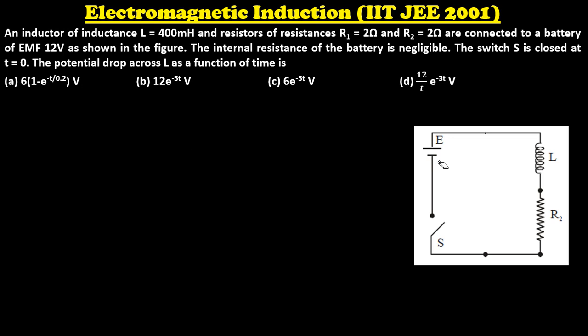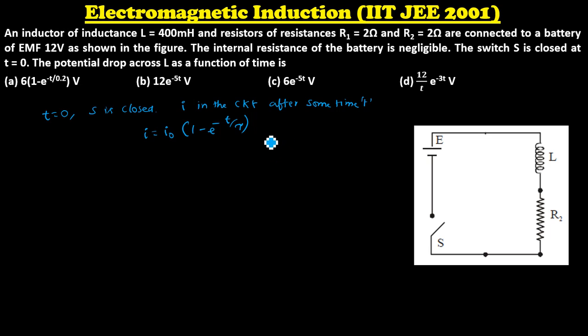Now, basically here, at time t equal to 0, the switch is closed, and hence the current I in the circuit after some time t is given by I equal to I naught into 1 minus e power minus t by tau. This is the general expression for current growth in an LR circuit.